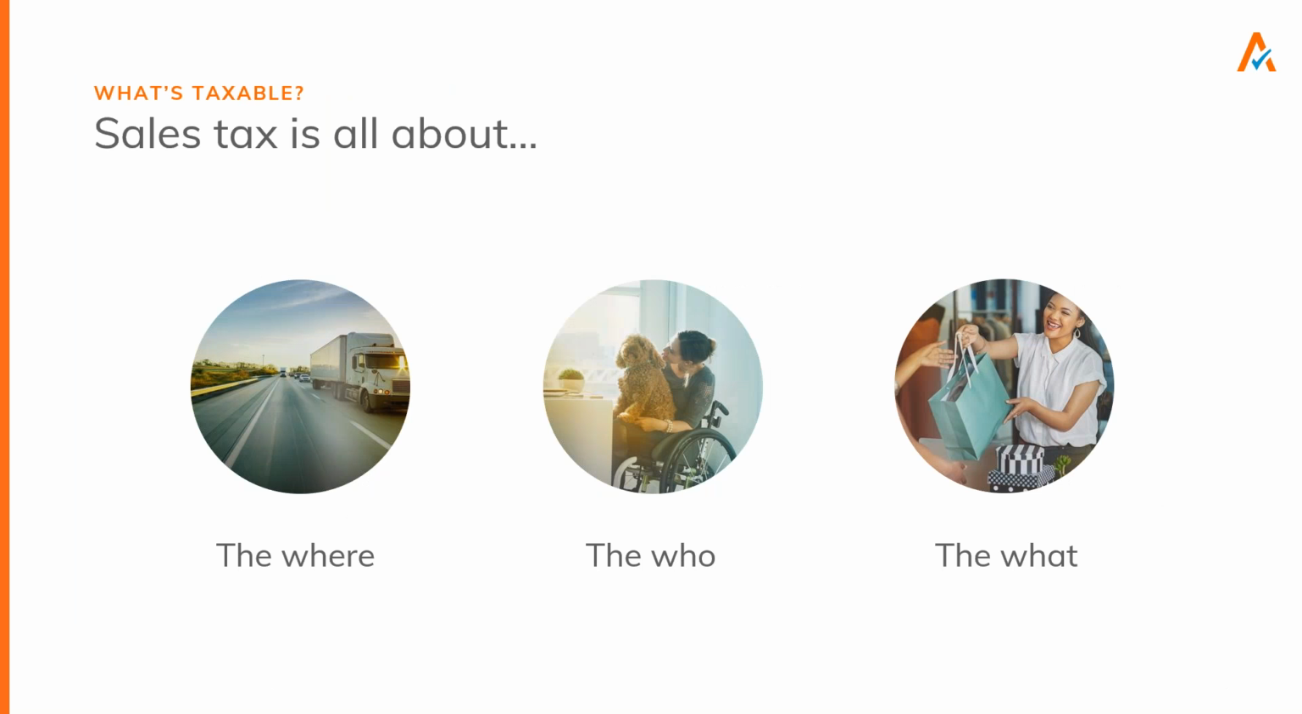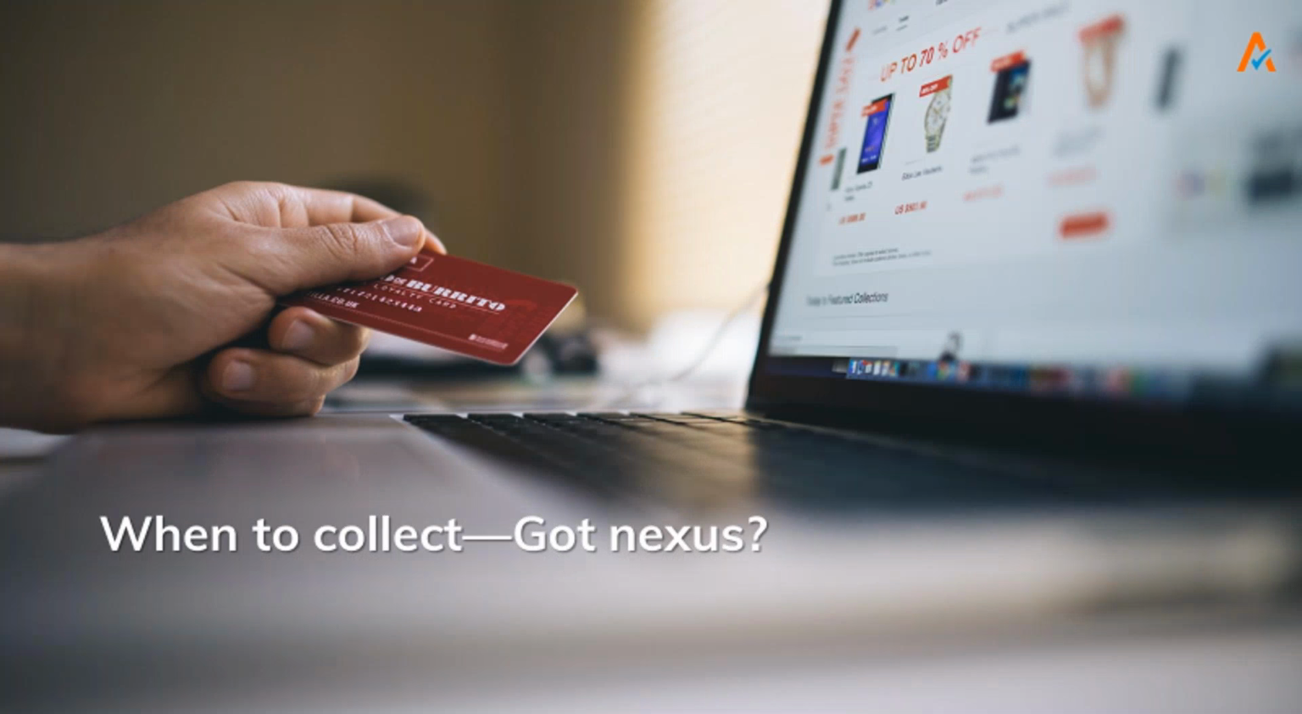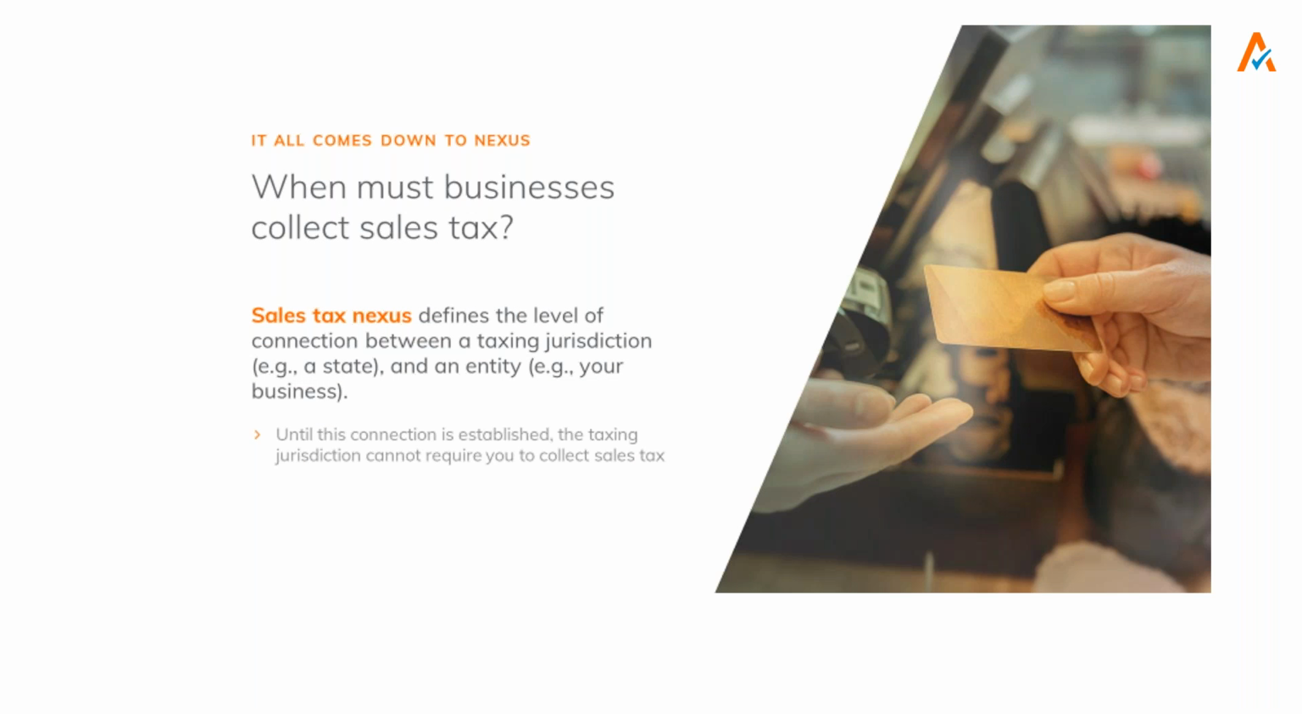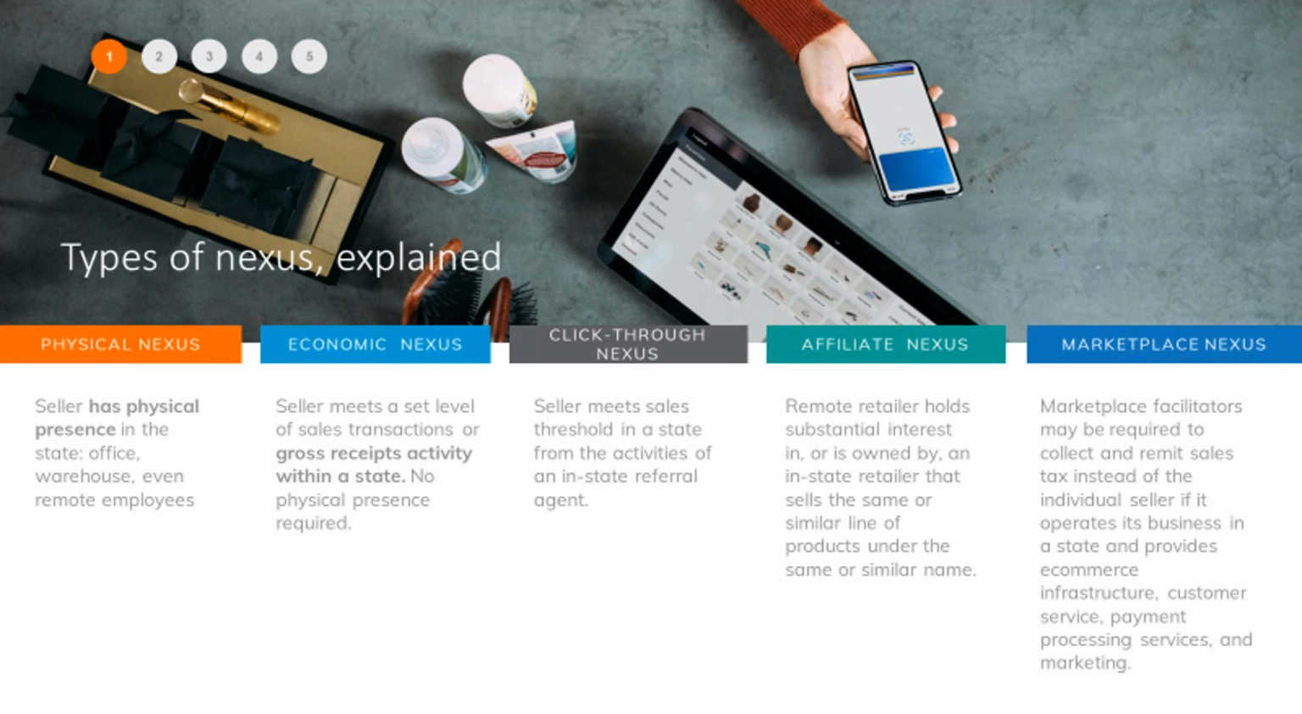And so when we think about sales tax, we think about the where, so where you owe or where you have an obligation, the who, right? So for you all, who you're selling to can make what you're selling exempt, and then what you're actually selling can potentially change the taxability as well. So, when to collect, or when you have an obligation. Going back to sales tax nexus, there are a couple different ways that you can create nexus, right? There's physical nexus, economic nexus, click-through nexus, affiliate nexus, and potentially marketplace nexus.